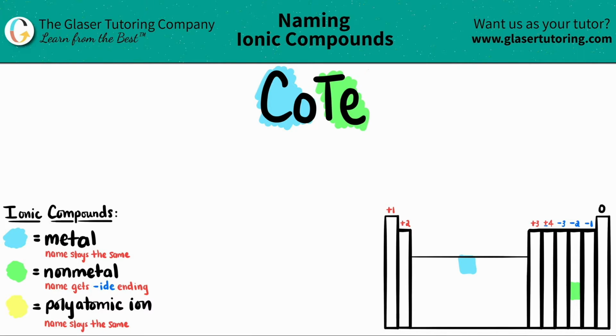Okay, now we're just going to start naming, right? So the metal name always comes first because the metal name is literally the one that's in the beginning, right? So the metal name always stays exactly the same. So Co is cobalt. So I have that down.